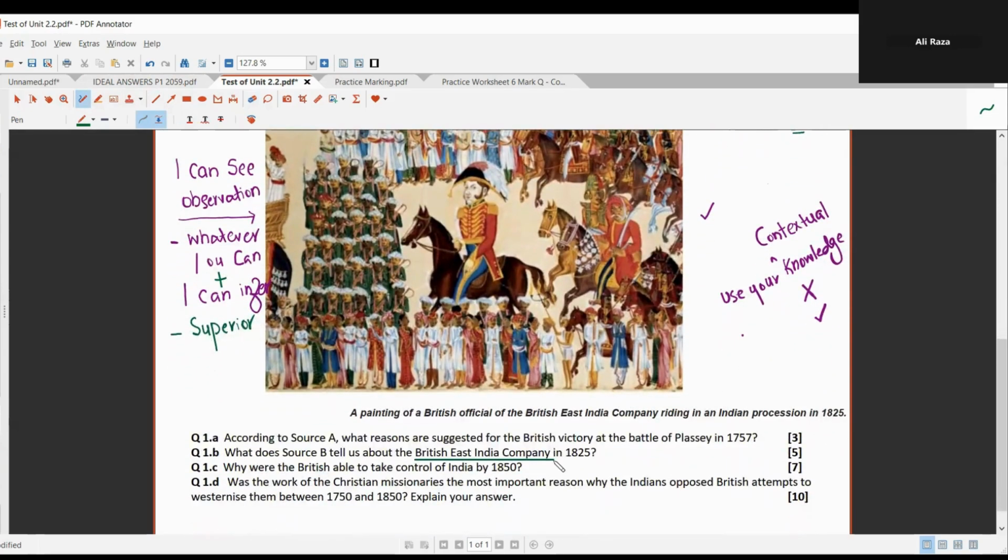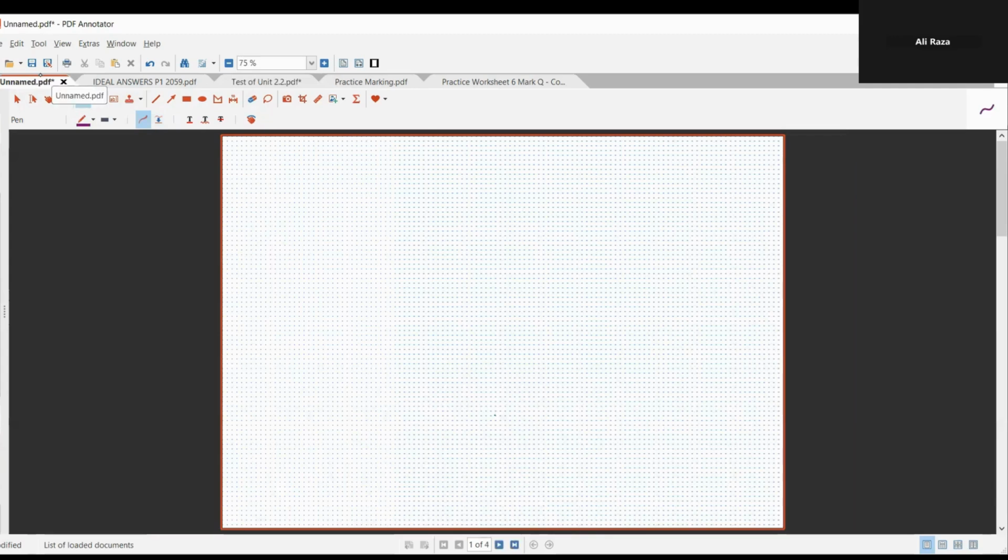अच्छा, अब in order to understand कि 7 मार्क्स या 10 मार्क क्वेश्चन को कैसे अटेम्प्ट करते हैं, we are looking at a question here. For example 1D, that is, was the work of Christian missionaries the most important reason why the Indians opposed British attempt to westernize them between 1750 and 1850? Now, the question that we have just discussed talks about British policies. Anyone who could come up with the British policy that they can recall.